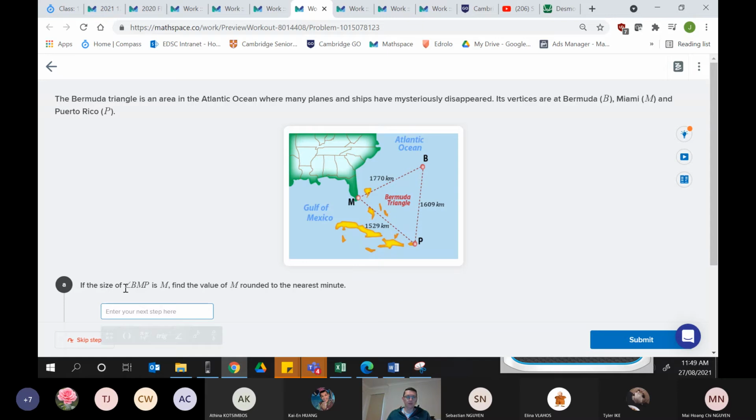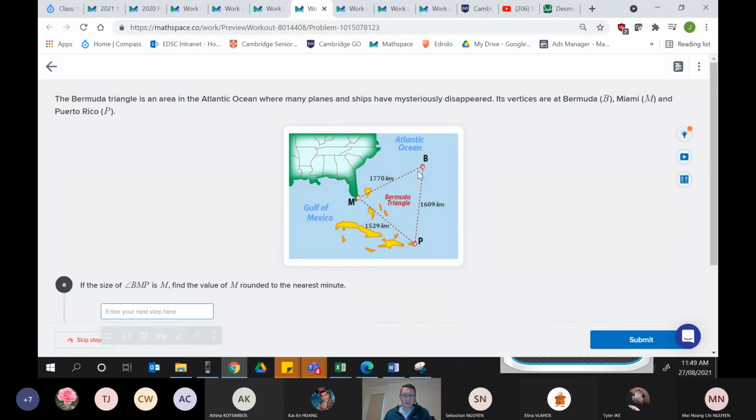If the size of BMP, so we go BMP, so we're talking about the angle, because that is an angle, because it's not less than or equal to, because it's got a flat line underneath, is M, find the value of M rounded to the nearest minute. Okay, so, yep, it doesn't give me any information up here, right? But it's hidden in here. Oh, look, it's got kilometers in there and there. So I'm like, it didn't give me any measurements.